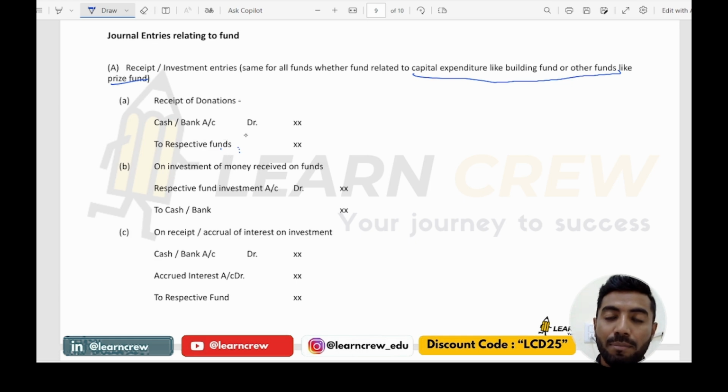Whenever you receive the money, that fund also has to be invested somewhere. When you're investing the money, the respective fund investment account is debited and cash or bank account is credited. Then when interest is accrued on that particular fund, you'll be receiving that cash: bank account debit, accrued interest account credit to the respective fund account. That fund account will be credited. That will be added to the fund itself. Whatever income we are receiving, that amount will be added to the fund itself.